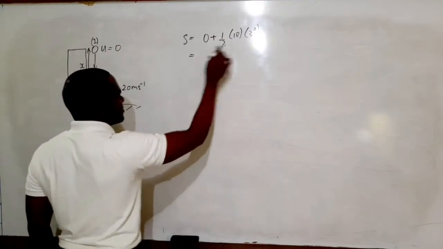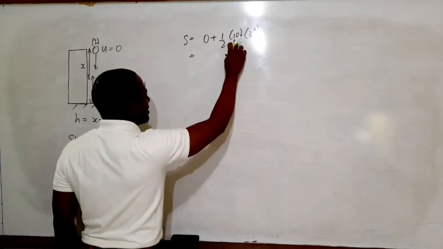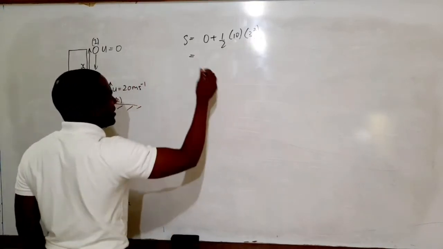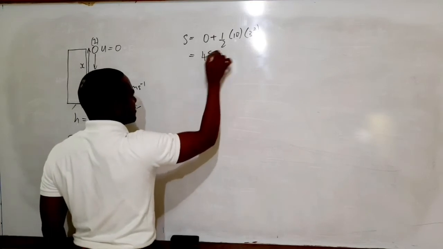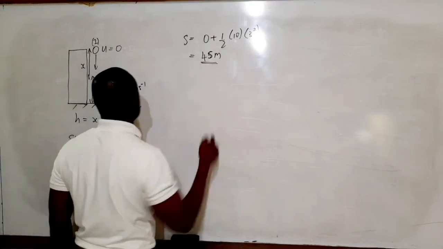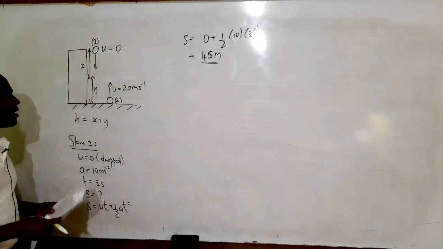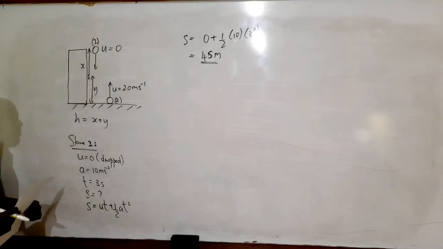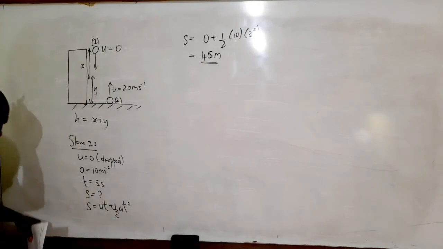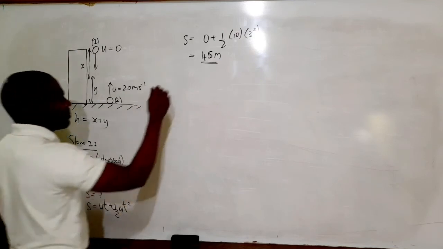So 3 squared is 9, 9 times 10 is 90. Half of 90 gives us 45 meters. So in the 3 seconds, stone 1 falls a distance of 45 meters, right? Let's look at stone 2.